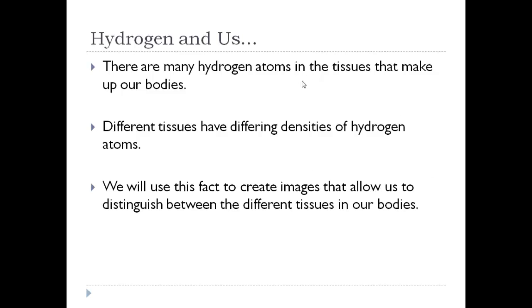This effect doesn't only happen with hydrogen, by the way. This effect can happen with any nucleus that has this overall magnetic field. What we're going to do is use these two facts, that we have lots of hydrogen and that different bits of us have differing densities of hydrogen, to distinguish between the different tissues in our body.